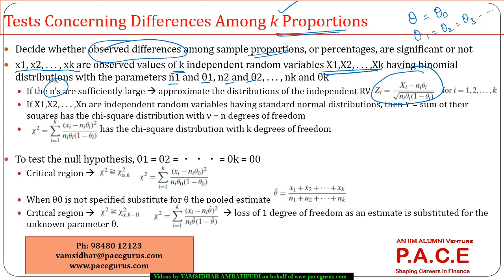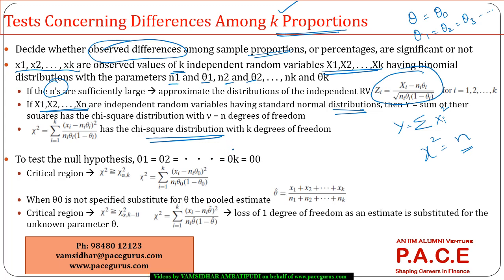And we also know that if x1, x2, xn are all independent random variables having standard normal distributions, and if I am talking about a y, which is nothing but the sum of their xi squareds, this will have a chi-square distribution with 1 plus 1 plus 1, which is n degrees of freedom. So it's a chi-square distribution with n degrees of freedom, which means I can also look at it as xi minus ni theta i whole squared divided by ni theta i into 1 minus theta i. This is having a chi-square distribution with k degrees of freedom.